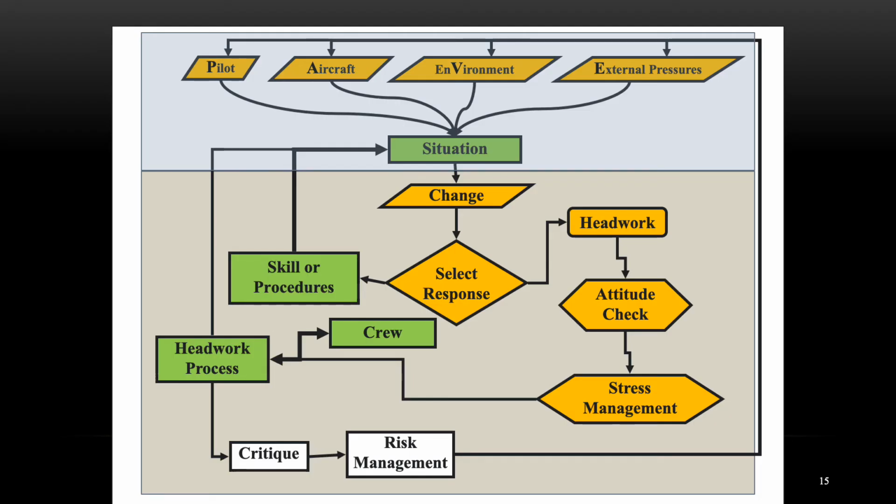There's one more thing on this aeronautical decision-making flowchart that is not in some of the OODA loops and other models, and that is the critique and risk management. This is something that happens between flights, where we sit down after the flight and critique ourselves and decide whether there's something that we want to change about the way that we approach our flight.